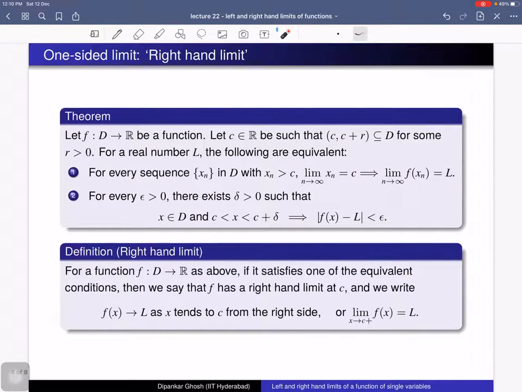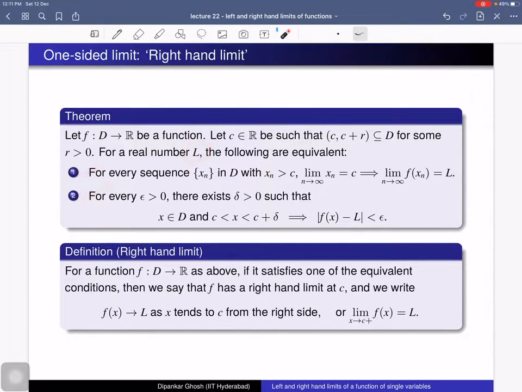Similarly one can define right hand limit. What is that? Again you consider a function from D to R and c is a point, and in this case D should contain some portion of the positive side of this point c. So if this is the real line, D should contain (c, c plus r). So this is the positive side of this point c.